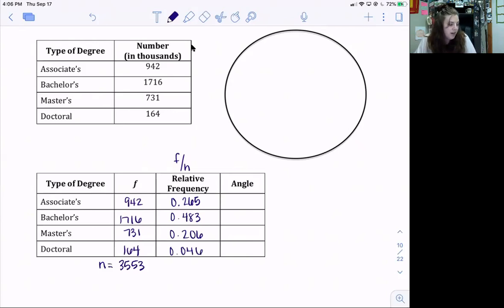Okay, so then we want to find our angle, so that way we can make an accurate pie chart. So what we're going to do is take that f over n, that relative frequency we just found, and multiply by 360 degrees. So if we do that for our 0.265, we get 95.4 degrees. For a bachelor's degree, we get 173.88 degrees. And then we get 74.16 degrees for our master's. And then for our doctorate, we're going to get 16.56 degrees. And then I just want you to do the best you can with making sure it's accurate.